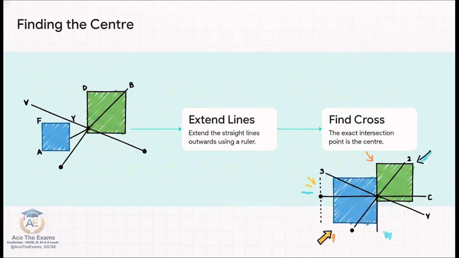Step 1. Take your ruler and join the corresponding corners of the object and the image. Step 2. Just extend those straight lines outwards. Step 3. Find the exact point where all those lines intersect and cross each other. That right there is your hidden center of enlargement. Honestly, it's a highly satisfying technique once you actually try it.